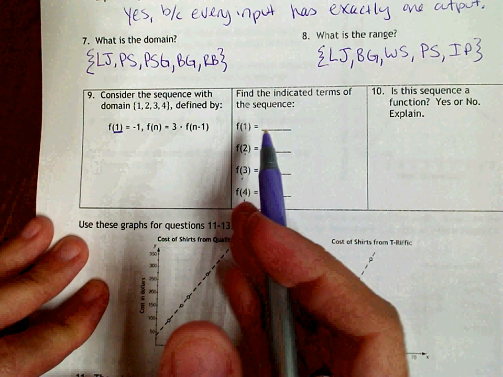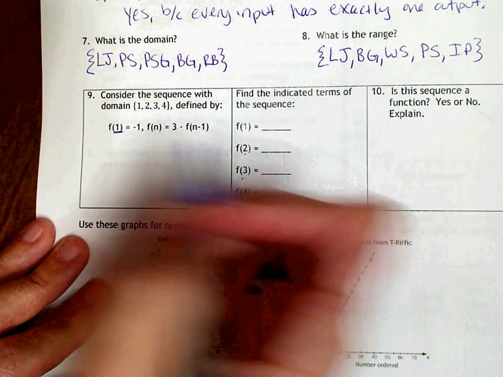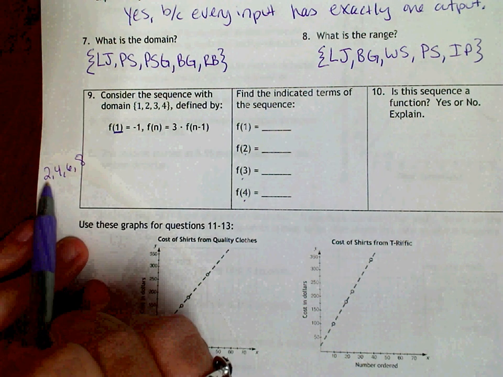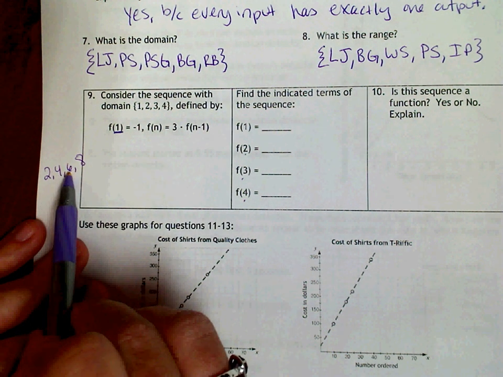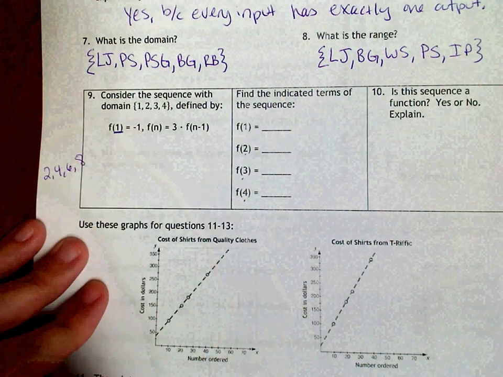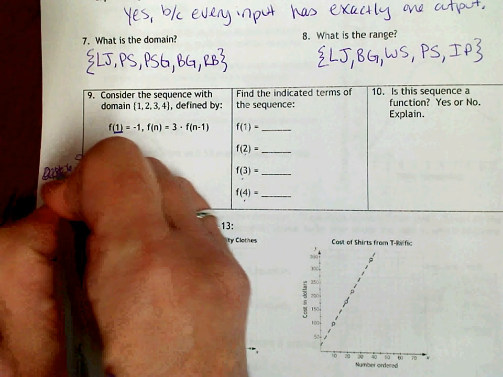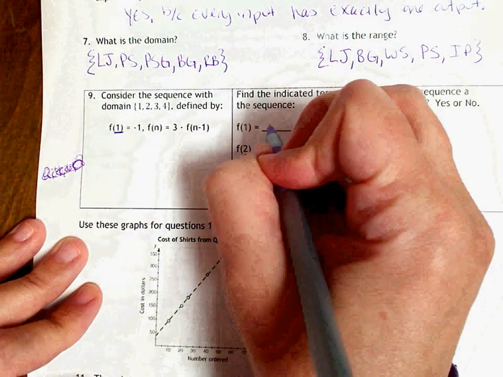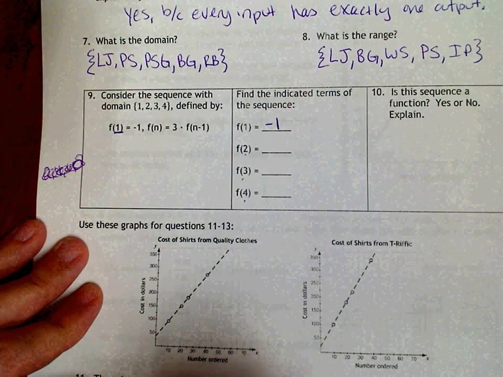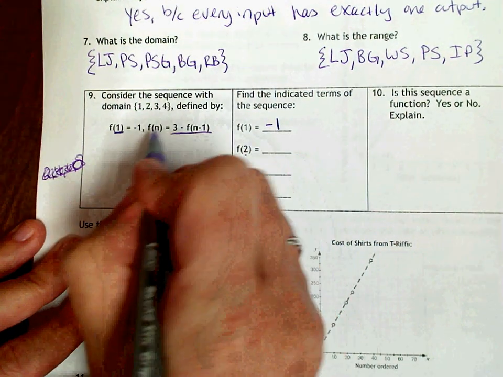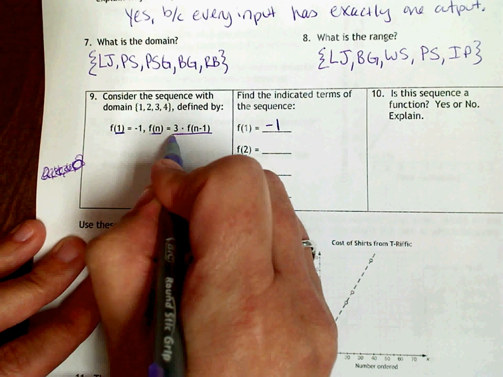Okay, so if I had the numbers, let's just think of even numbers like 2, 4, 6, 8. This would be my f of 1, my f of 2, f of 3, f of 4, just because of where they're placed in the sequence. Okay? All right. So f of 1 is -1, so that's my first term. That's kind of a given. You shouldn't miss that one. That's pretty easy.